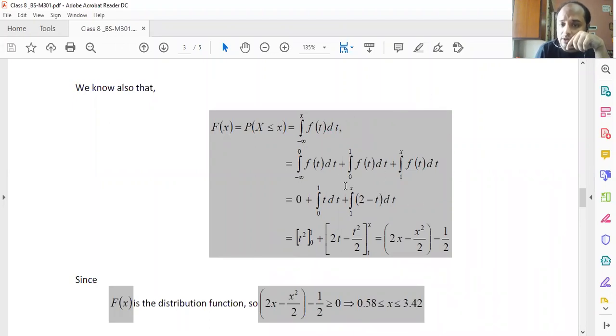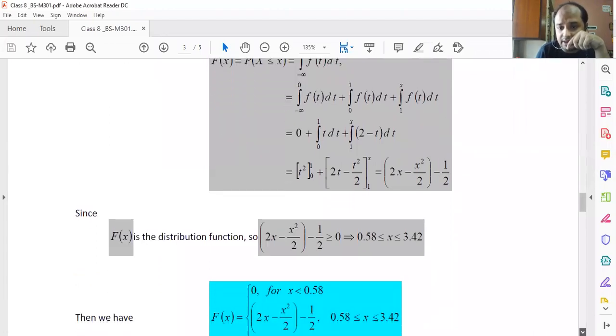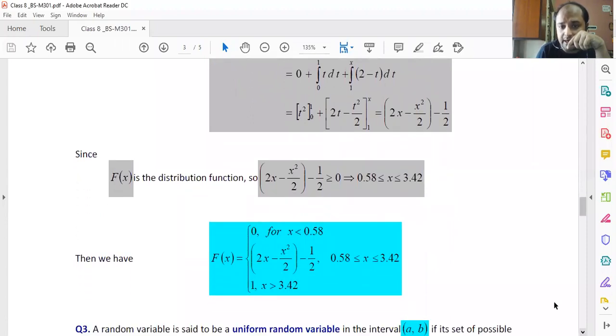Now we are substituting all the values over here. In this range, f(t) is 0. In this range, f(t) is t. And in this range, f(t) is 2 minus t. I'm integrating the entire thing and putting in the limits, and I'm getting the function. Fx is coming out as 2x minus x squared by 2 minus half. And that is how we calculate our function. Now, this is how to represent my distribution function in this particular case.